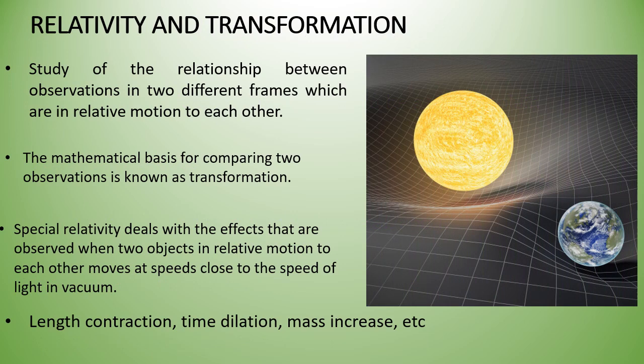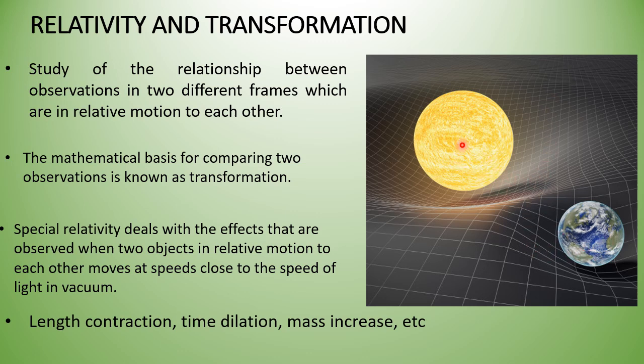What is relativity? We begin by saying that relativity is the study of the relationship between observations in two different frames which are in relative motion to each other. Looking at the picture at the right hand side, this is the Sun and this is the Earth. Of course, we know that the Earth revolves around the Sun. And so the two of them are in relative motion.